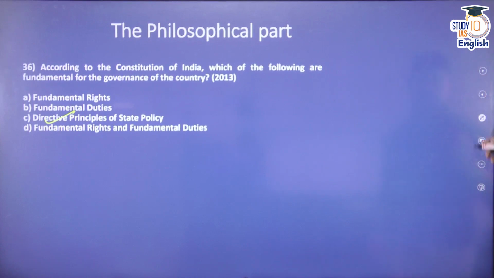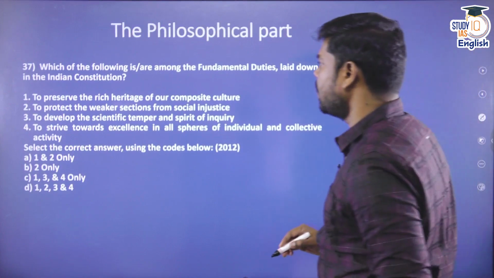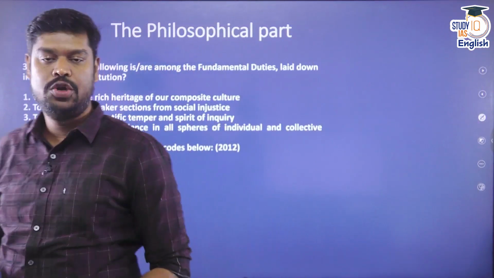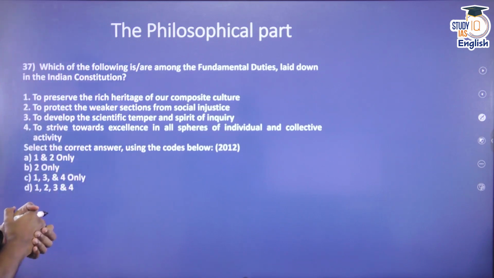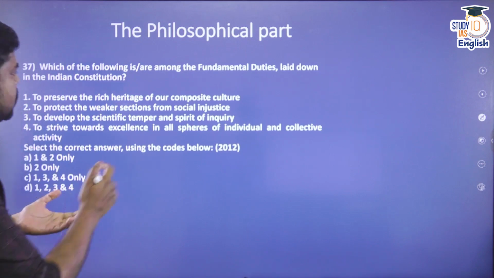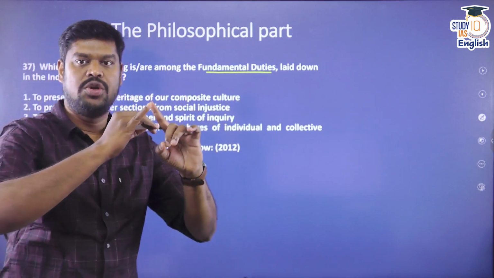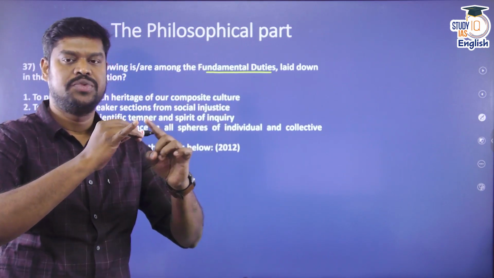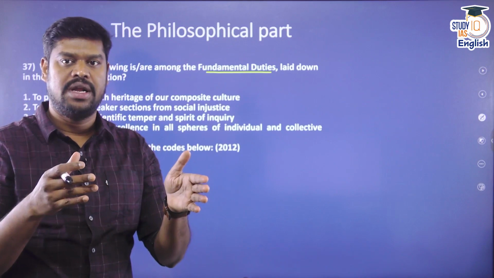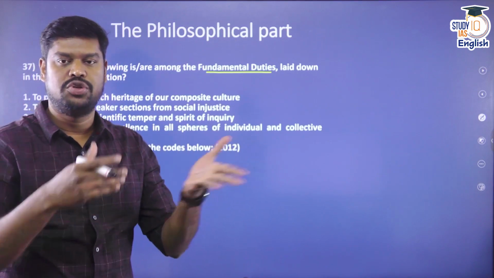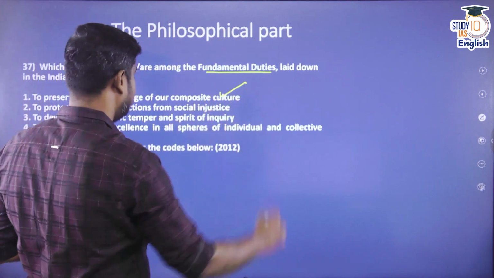Come to the next question. Which of the following are among the fundamental duties laid down in the Indian Constitution? 1. To preserve the rich heritage of our composite culture. So, which of the following are laid down in the fundamental duties? As I already said, you should remember what is a fundamental duty. You should know all the 11 duties in your mind, or at least when you read them, you should be able to identify that this is a fundamental duty and not a fundamental right. And in case it is a directive principle of state policy, you should be in a position to understand it is a DPSP. To preserve the rich heritage and composite culture is very much part of the fundamental duties.